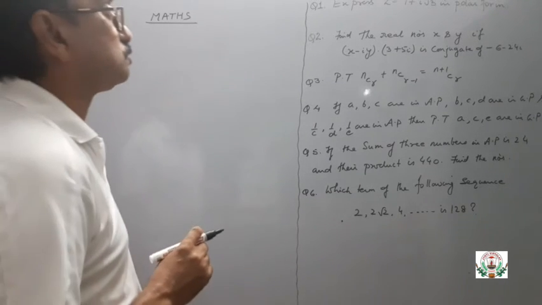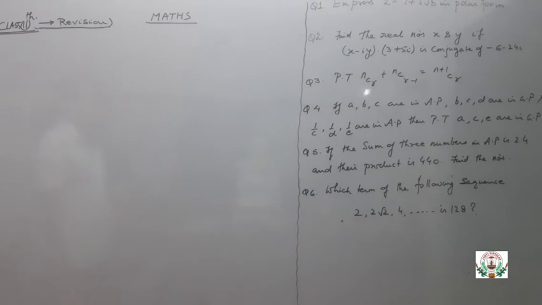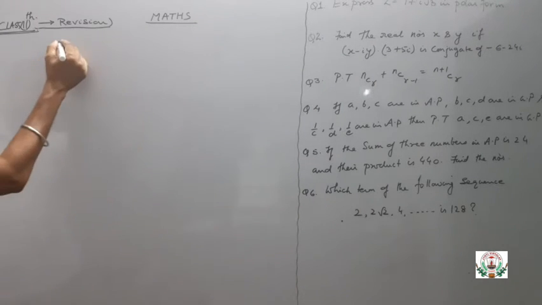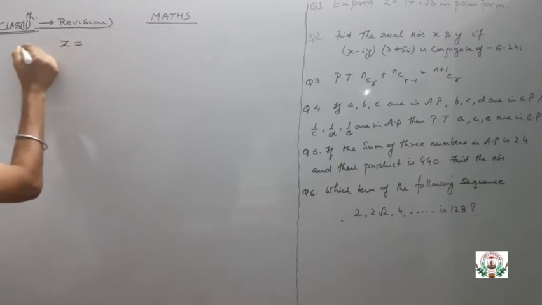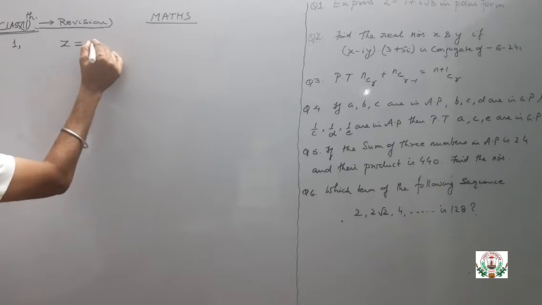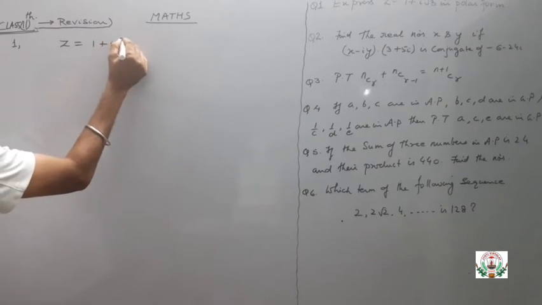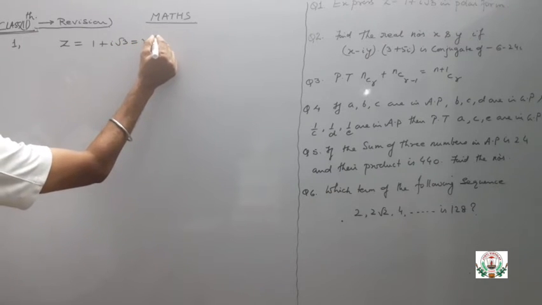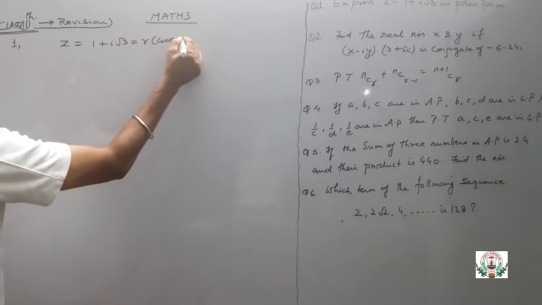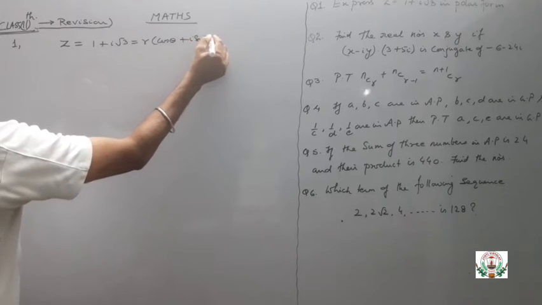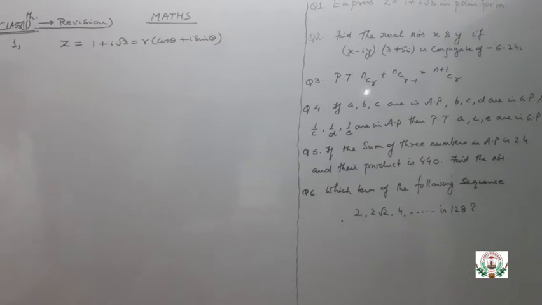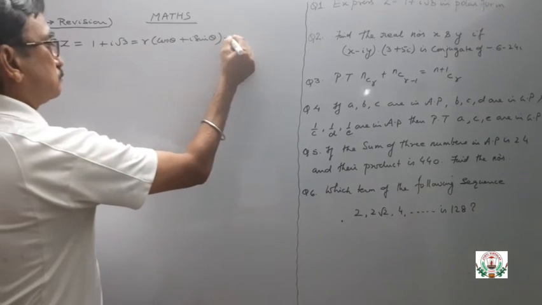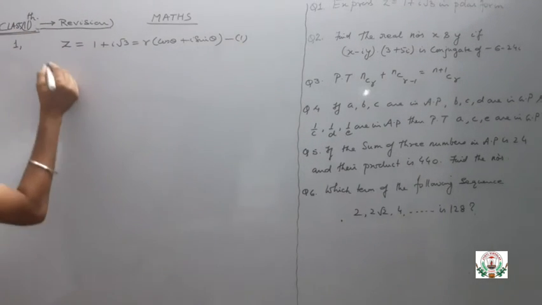The first question is from complex number. Express z equals 1 plus i root 3 in polar form. So z is equal to 1 plus i root 3, which is written as r (cos theta plus i sin theta) in polar form, as the polar coordinates are r and theta. This is our equation number 1.